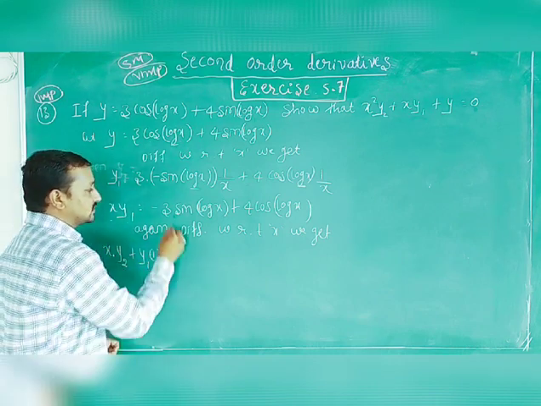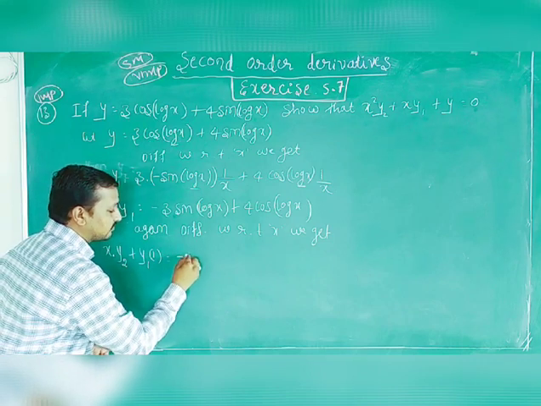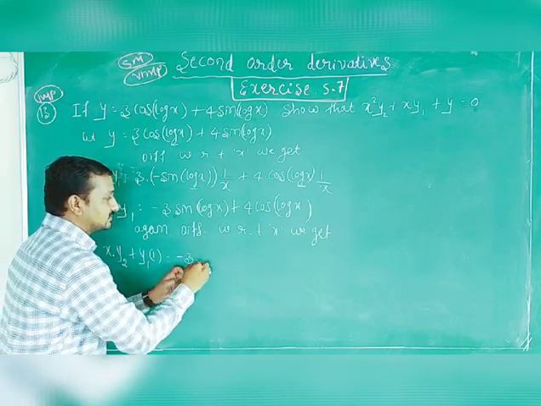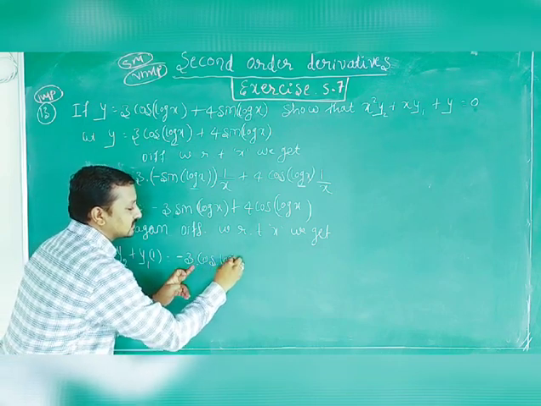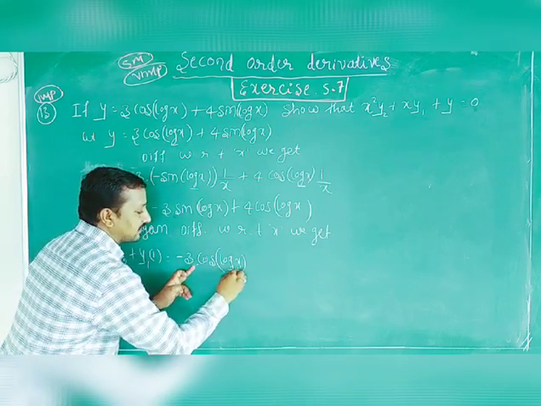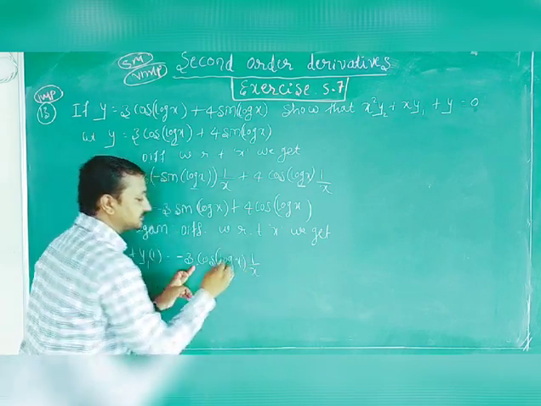Is equal to, take minus 3 common. Then what is the derivative of sin x? Cos x, where x is log x, with respect to log x is 1 divided by x.